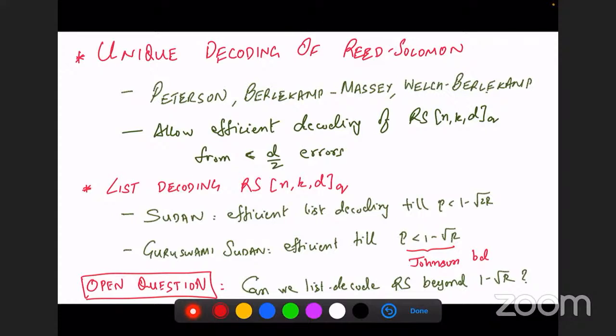And there's a big open question in this area: can we list decode the Reed-Solomon family of codes beyond the Johnson bound, which is 1 minus square root of R? Can we efficiently, or even combinatorially, list decode? There are some results known under different settings or parameters, but nothing in general is known. There are some counterexamples, some positive results, but nothing in general. So this is a big open question.